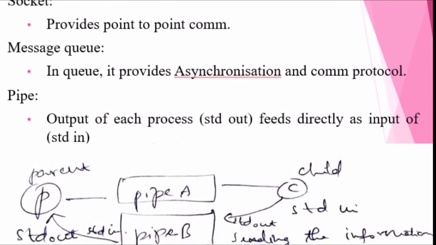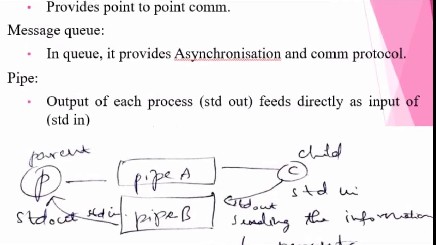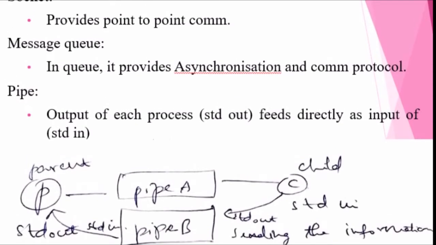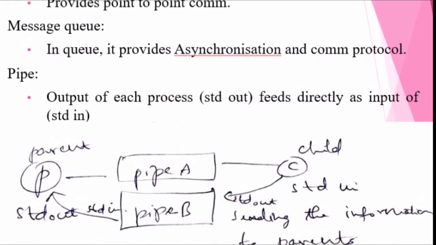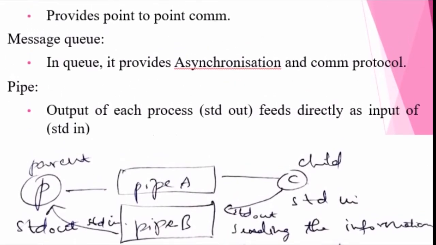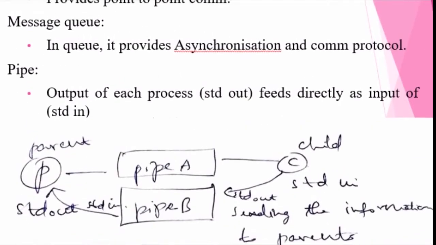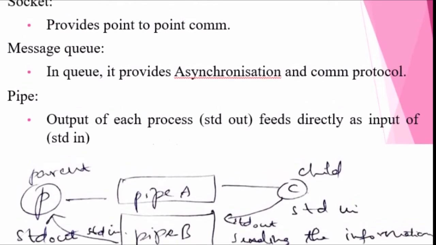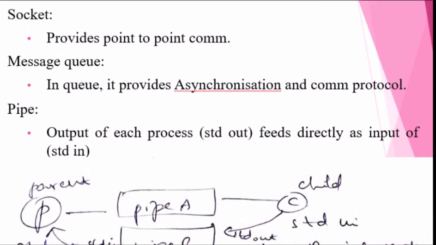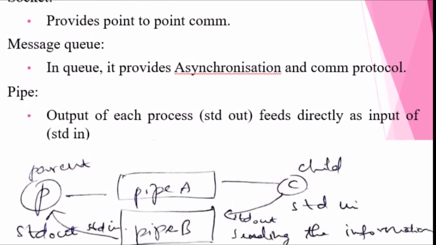The last one is the pipe, where the output of each process feeds directly as an input. Here we take parent and child as an example. The parent gives some information to the child using pipe A, and the child again gives an acknowledgement, sending the information to the parent by using pipe B. From these IPC methods also, we can get MCQ, multiple choice questions. Thanks for watching.